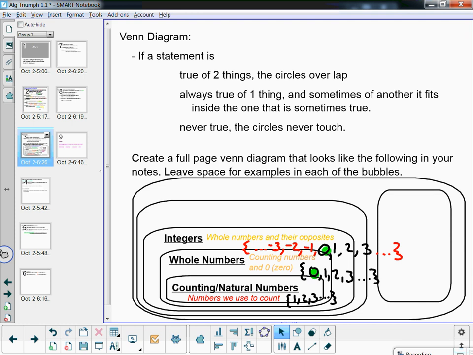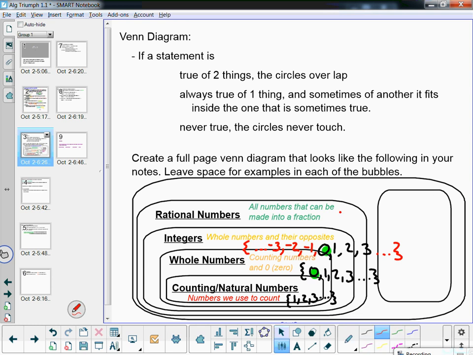Finally, we're going to look at 2 more sets of numbers. We didn't talk about these, so we're going to make it quick. Rational numbers. All numbers that can be made into a fraction. Every integer is a rational number. We can put it over 1. But we also have numbers that aren't nice integers. We will talk about those later. One example would be like 23/7. Doesn't make a nice decimal. Another example would be pi.